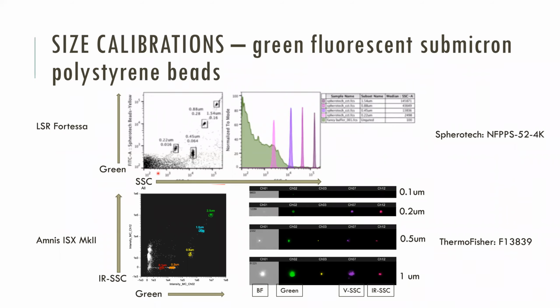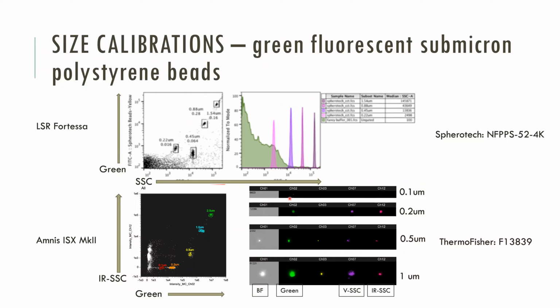On the AMNIS system, we're able to get a much more robust sizing of the particles. What we're looking at again is green fluorescence versus side scatter. All of our particles are shown here, starting at 100 nanometers and moving up to 2 microns for the largest size particle. This is what the images look like. We're looking at bright field here, and you can see that as you get into the smaller particles, you lose that bright field signal entirely. We can't see anything by about 200 nanometers for bright field.